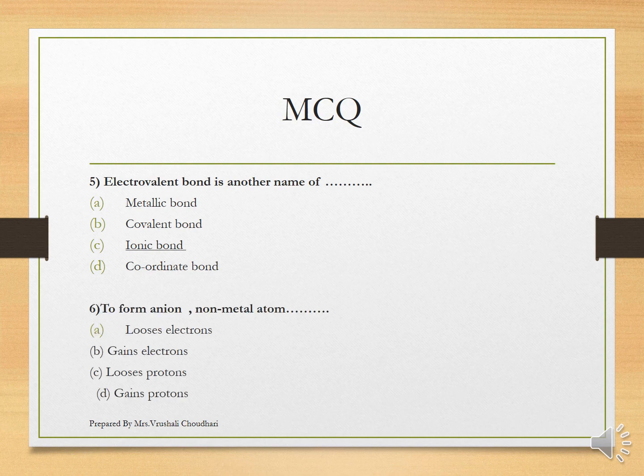To form anions, non-metal atoms generally contain 5, 6, 7 electrons in the outermost orbit. It is difficult to lose those electrons. So non-metals tend to gain electrons to complete their octet. So what is the answer? To form an anion, a non-metal atom gains electrons.